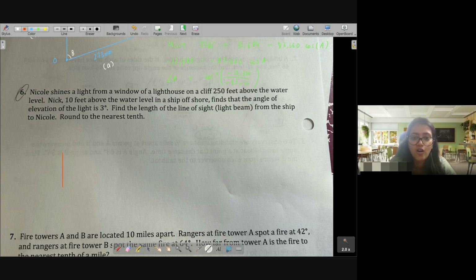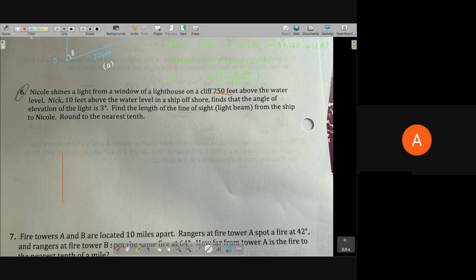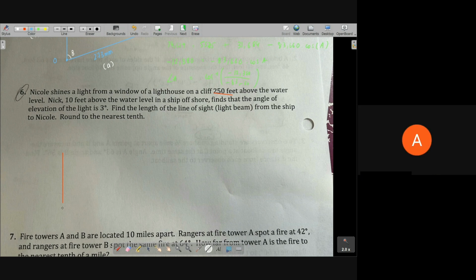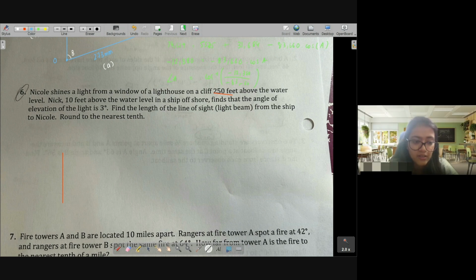Let's just draw. So there is a window of a lighthouse on a cliff. This is the cliff. Let's say this is whatever is the height of Nicole. We will consider that that is 250 feet above the water level. So there is water, then in water there is a cliff, then on the cliff there is a lighthouse. Okay. Let's draw the water level as well.